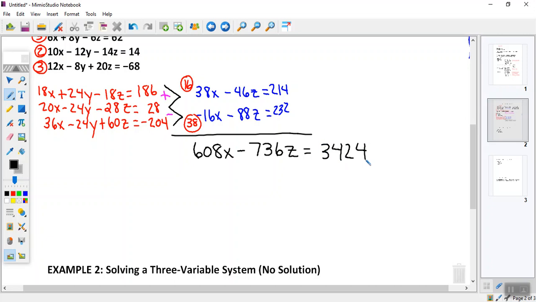Okay, what are we going to multiply everything in the bottom by? 38. So this becomes negative 608x down here. Ooh, that's good. How about 38 times the negative 88 up there? It's a big number. Is it 3,344?